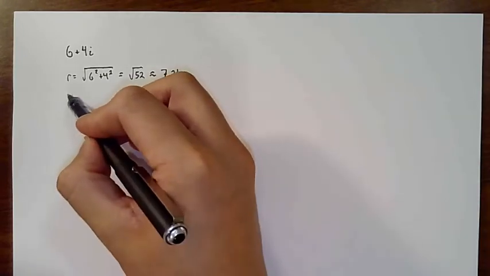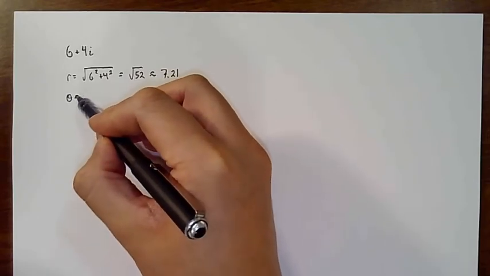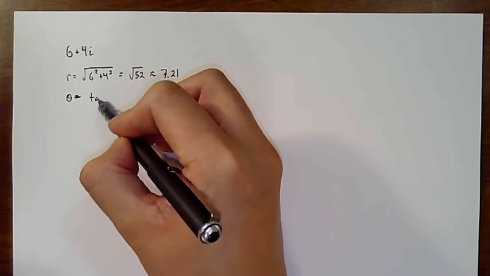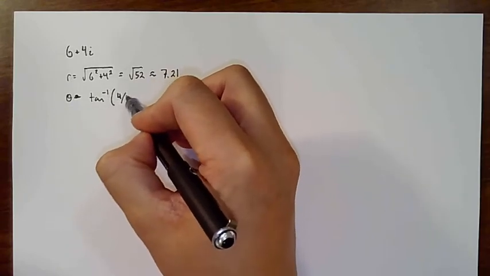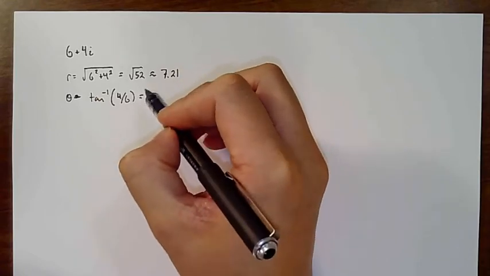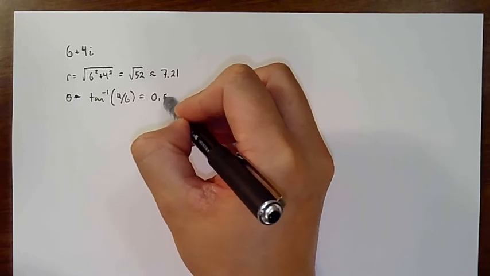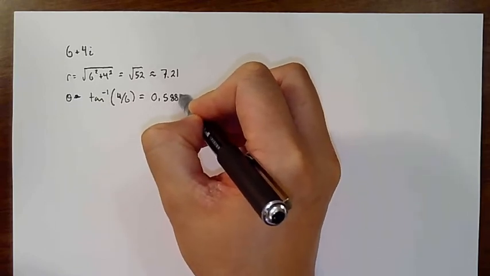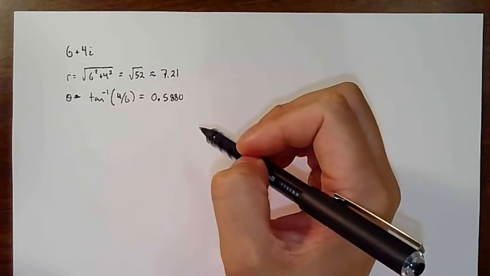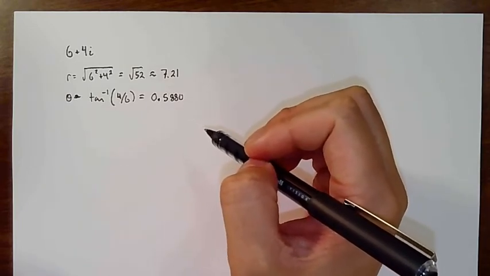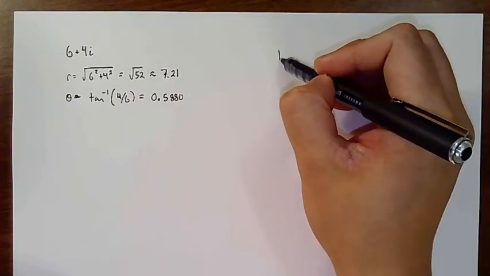So our theta is going to be something like tan inverse of 4 over 6. And we get something like 0.5880. And we need to make sure that this is the right theta before we start rounding here. So what are we going to do? We're going to plot this guy. So let's plot 6 plus 4i really quickly.